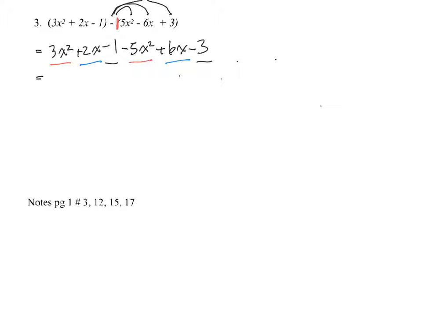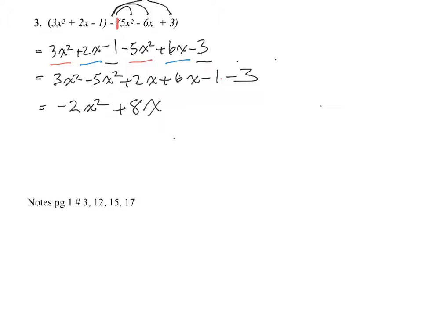Now let's collect our like terms by rearranging. So we've got 3x squared minus 5x squared plus 2x plus 6x minus 1 minus 3. 3x squared minus 5x squared is minus 2x squared. 2x plus 6x is plus 8x. And then minus 3 minus 1 is minus 4.